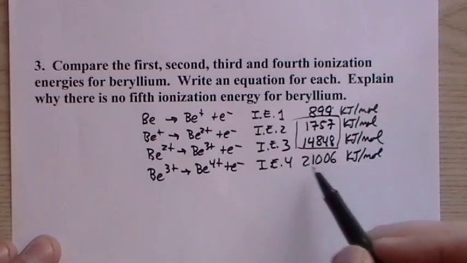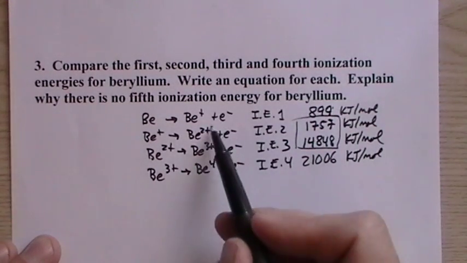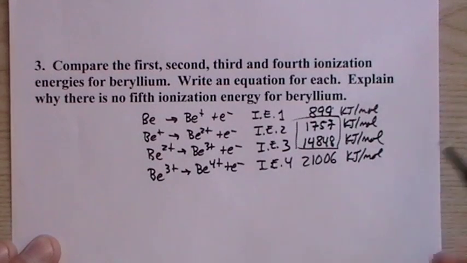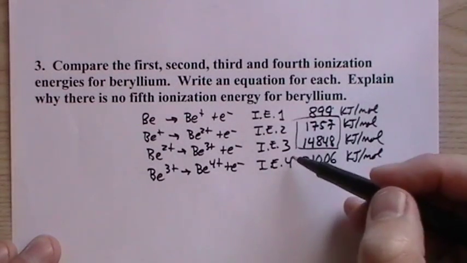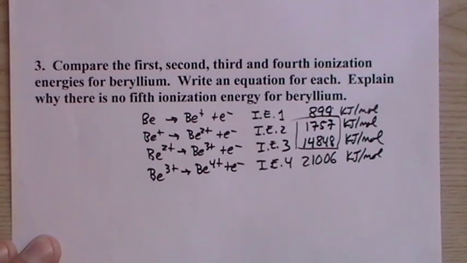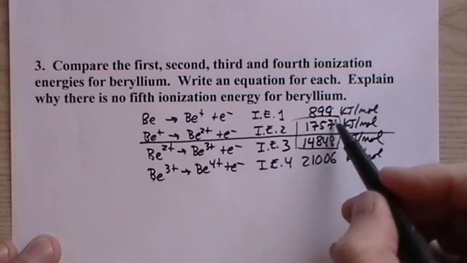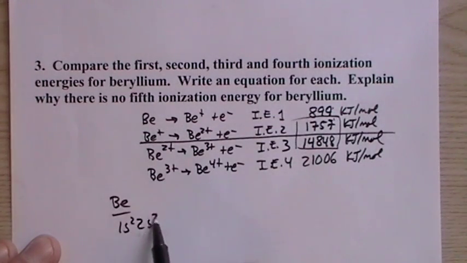That's a general trend. Once we've removed one electron, to remove another one, we have to remove it from something that's already positively charged. It's going to take more energy. So each time we go to the next removal of an electron, it takes more energy. But there's also this huge jump here, and we can see beryllium is 1s2, 2s2.